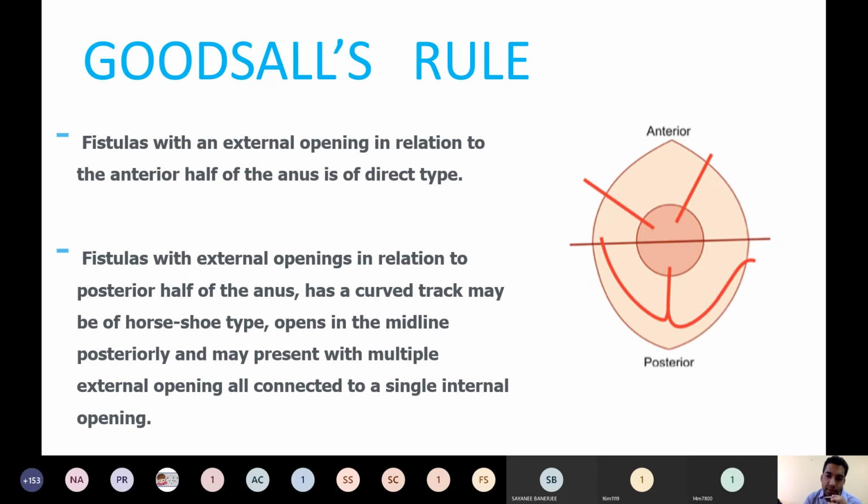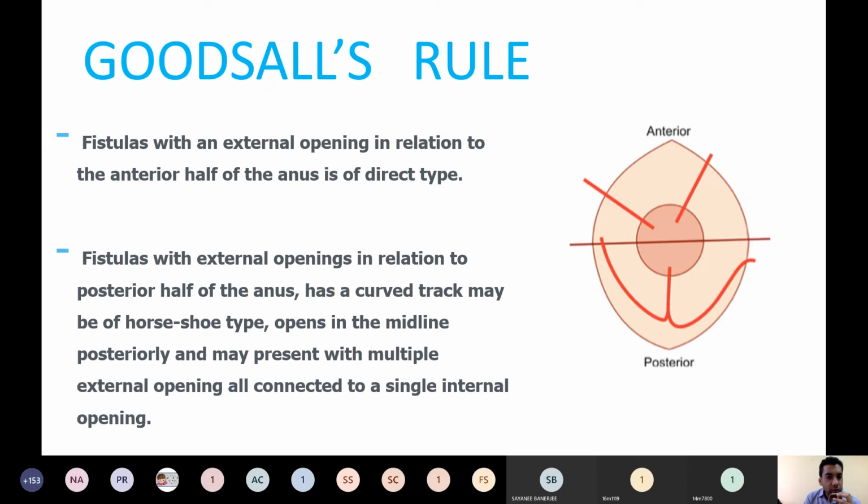Most often this will be the tract for the fistula, hence the horseshoe shape is seen. That is why I wanted you to remember the previous slide. So no matter where the external opening is, the internal opening will be at 6 o'clock position, and most often the posterior type will have multiple external openings. That is also one of the points. This is the basic gist of the Goodsall rule. This is very important for your theory paper. It has been repeatedly asked as a short notes question.